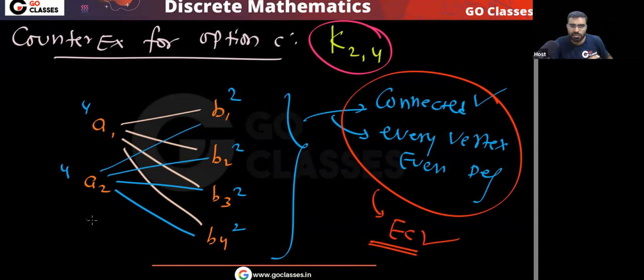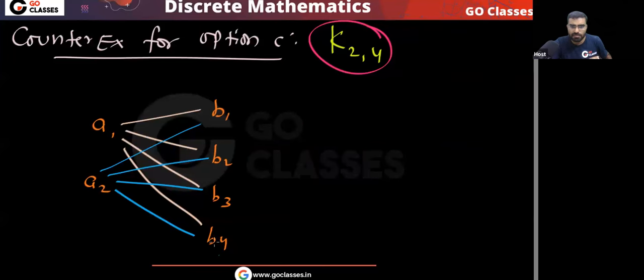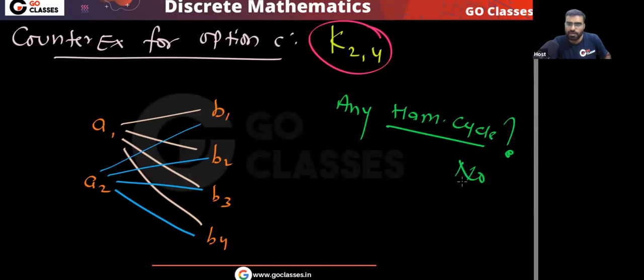What about a Hamiltonian cycle? In this graph, do we have a Hamiltonian cycle? Simple question. You can check, there is no Hamiltonian cycle. For example, if you start here, can you come back to vertex A1? But remember, you have to visit every vertex exactly once.